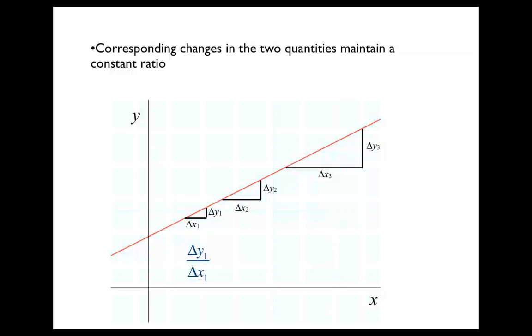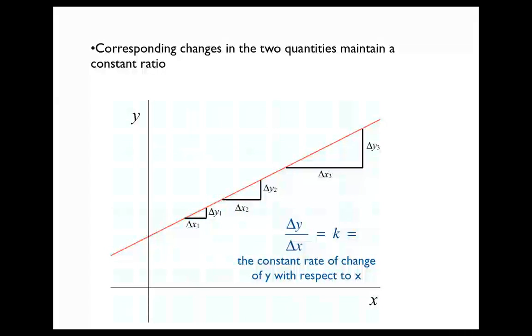So for this small triangle, that ratio is the same as the ratio for the medium triangle, delta y to delta x, same as the large triangle. It's constant, and that is the value of the constant rate of change. That is how much y changes for a change in x. That's how much y changes for a unit change of x.